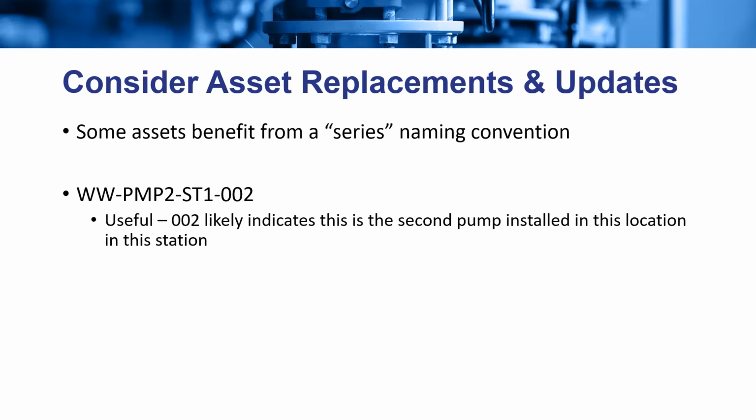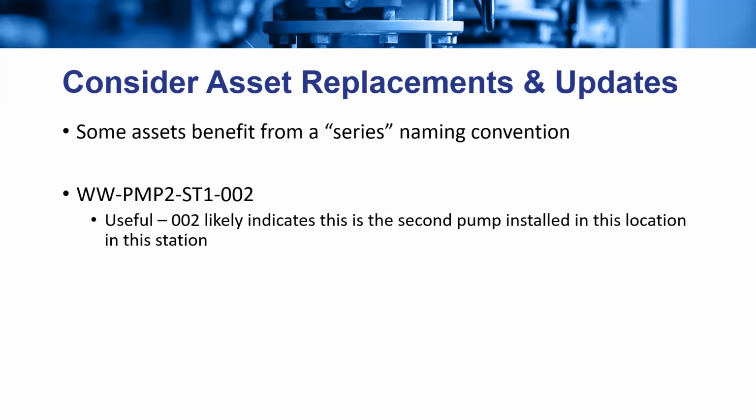This is going to largely be those assets such as pumps, chlorinators, motors, that have relatively limited life expectancies. So you may have a sewer lift station that may be in the ground for 50 years, but your pumps are going to be replaced multiple times over them. This is a situation where having the series naming convention at the end might be really useful. So you would know that this is pump 002 at the pump station.